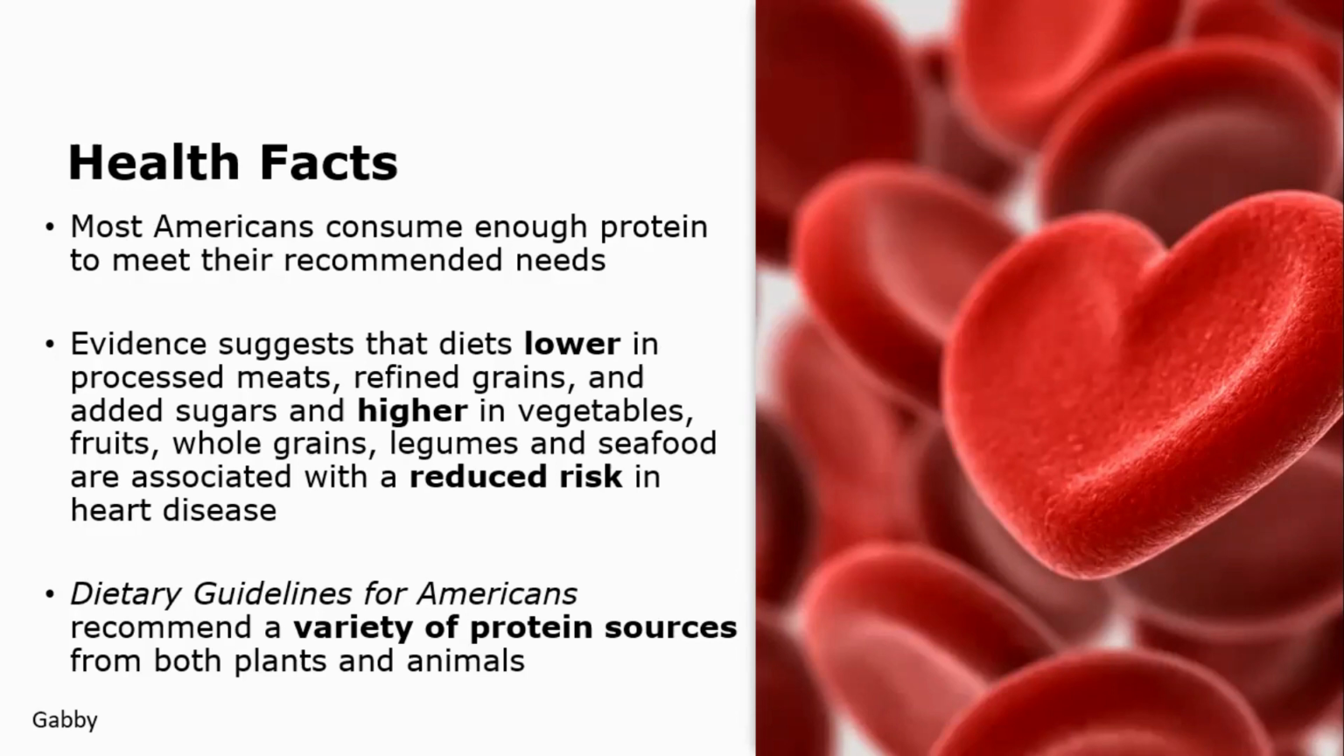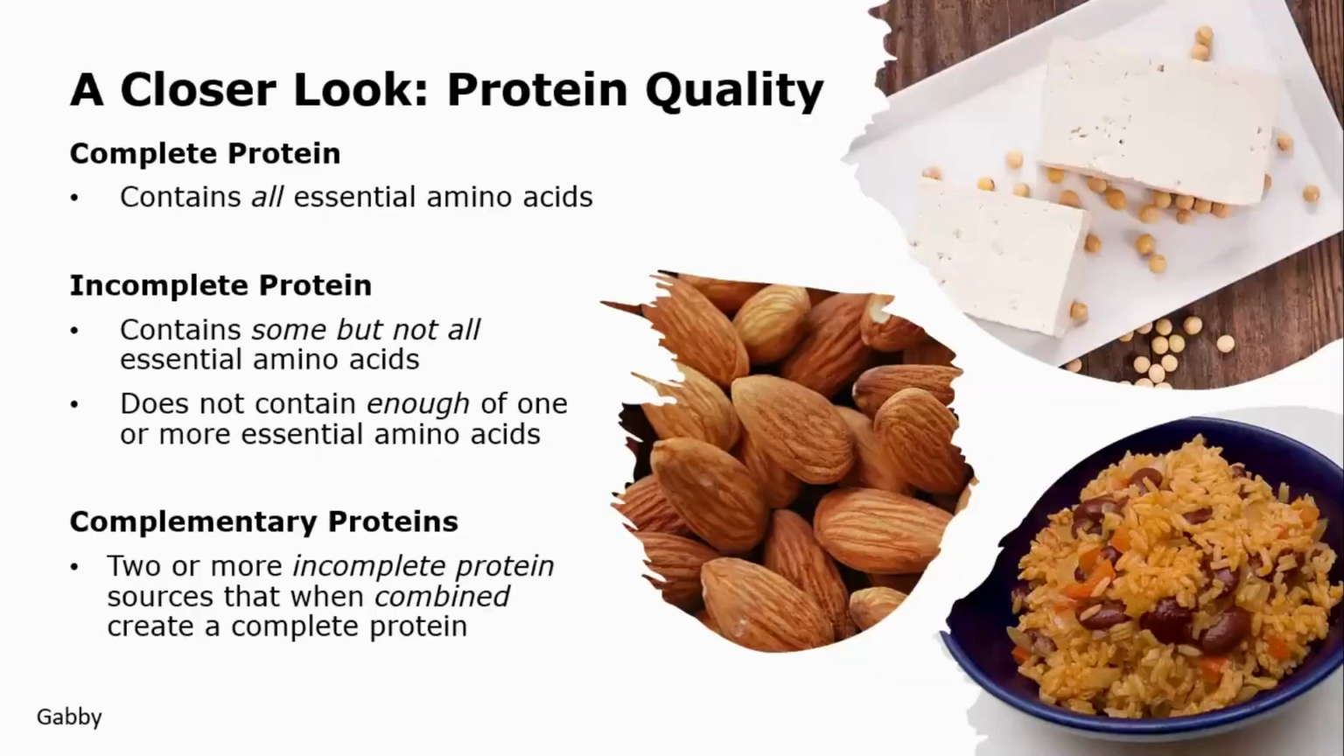Lastly, dietary guidelines for Americans recommend a variety of protein sources from both plants and animals. So let's talk about what these different protein sources can look like. A complete protein contains all essential amino acids. So those 9 out of 20 essential amino acids, a complete protein would contain each one of them, all 9.